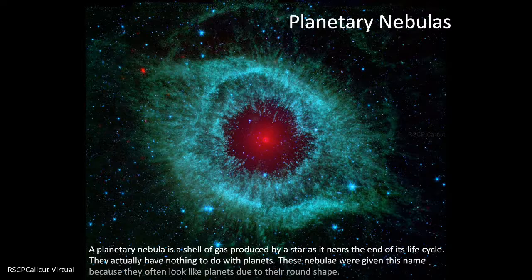It appears like a volume of gas surrounding a central star. So people have named it a planetary nebula, but in the strict sense, it is not the same type as the emission and reflection nebulas we have seen.